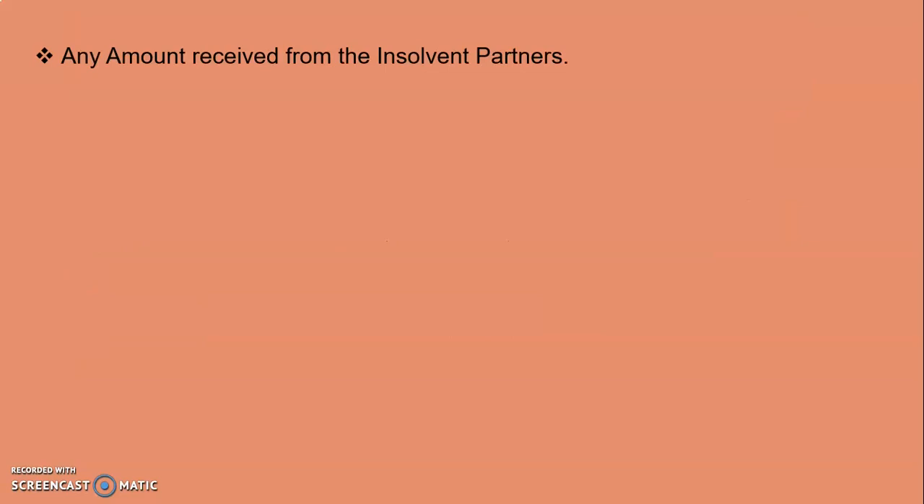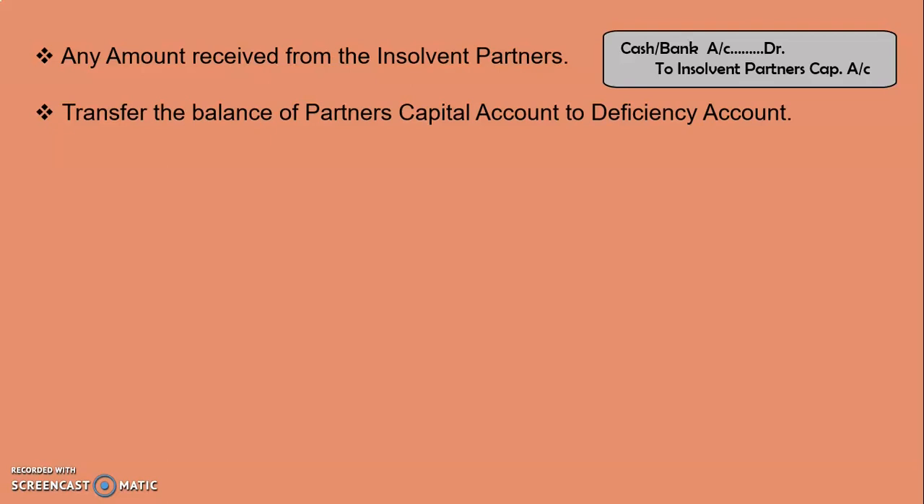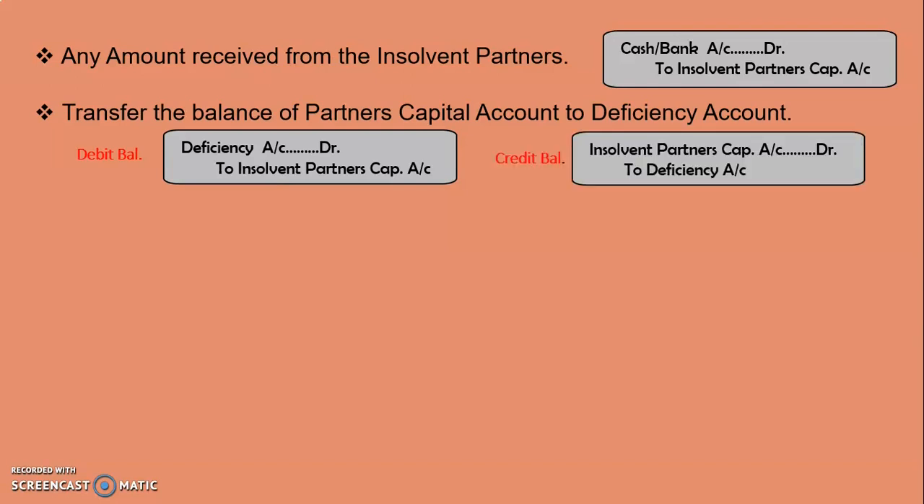After this, if there is any amount received from the insolvent partners, we have to pass the following entry, that is, cash or bank account debit to insolvent partner's capital account. Then we'll have to proceed further to close the partners' capital accounts. When we close the partners' capital account, you may get either a debit balance or a credit balance. If there's a debit balance, then the debit balance of that insolvent partner will be transferred to the debit side of deficiency account. And if there's a credit balance, then the credit balance of that partner will be transferred to the credit side of deficiency account.